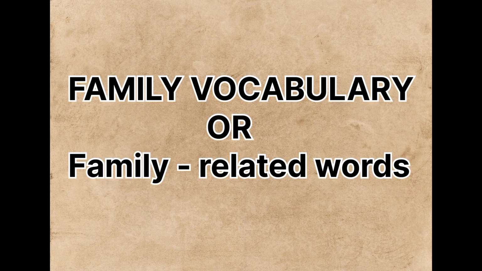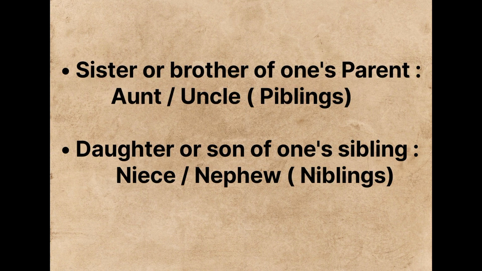Family vocabulary or family-related words. Sister or brother of one's parent is known as aunt or uncle. They are also called siblings. Daughter or son of one's siblings is known as niece or nephew. They are also called nibblings.